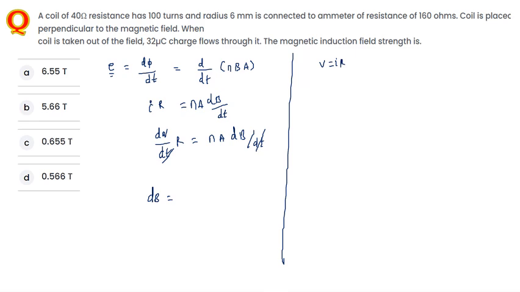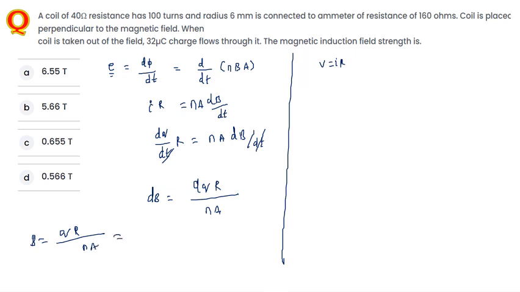So dB is equal to, what you have here is the charge dq into R divided by N into A. From this, if you find the total charge over here, just integrate on either side: dB will become B, dq will become q, so q into R divided by N into A. Now I just substitute all the values here.